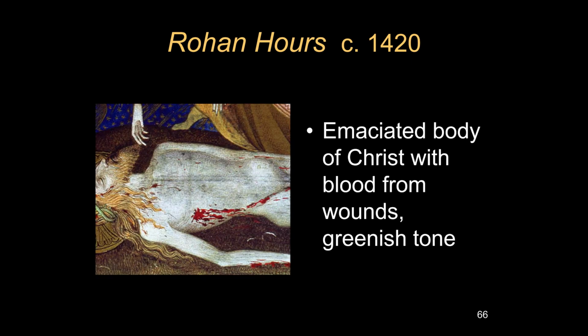The body of Christ is thin. It's emaciated. You can see the blood dripping from wounds, especially, of course, the wound in the side, but also from the wounds inflicted by the crown of thorns, dripping down even onto his chest. And the body even has a kind of greenish tone, as though it's already starting to decay. Only we know, if you were a Christian believer, you would say, but the body did not decay. It was resurrected. But it gives you that sense of suffering, that sense of he really did die.